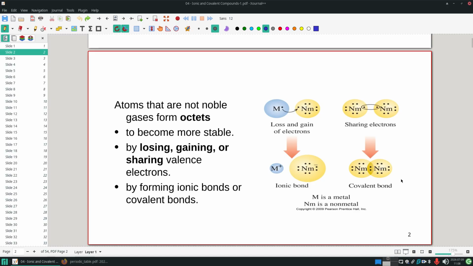Now, we're going to look more into this idea later on and figure out how to draw structures, but in this chapter we're just looking at the distinction between the 2 and how to name them.